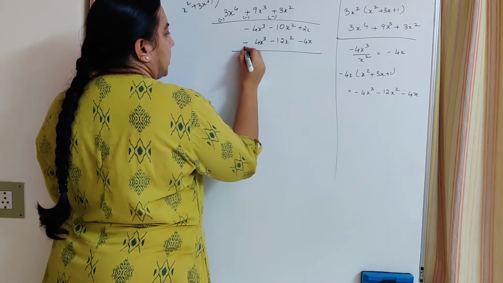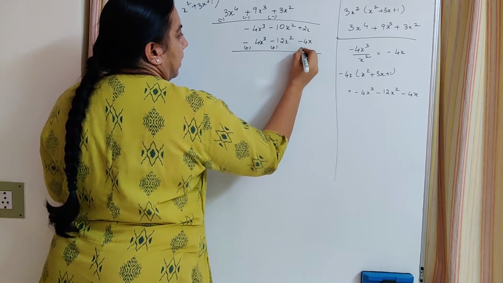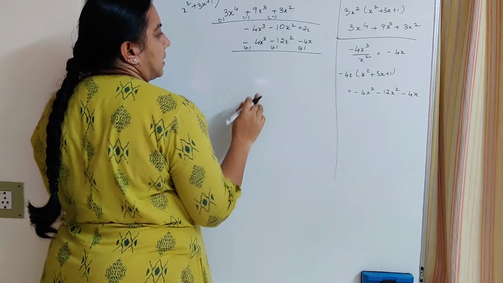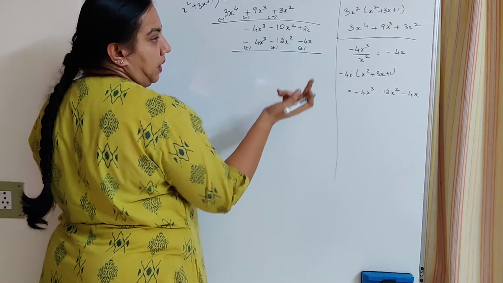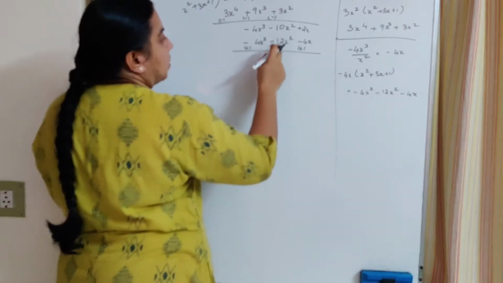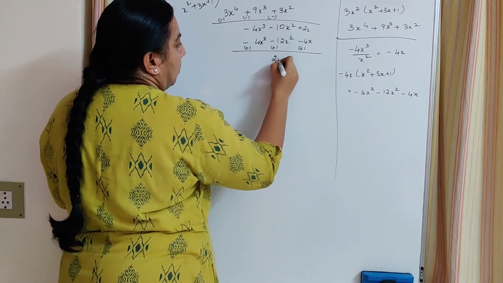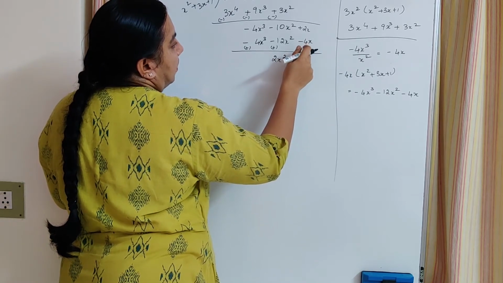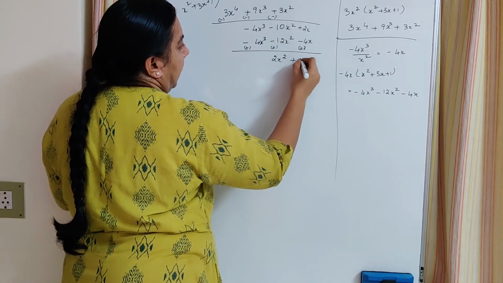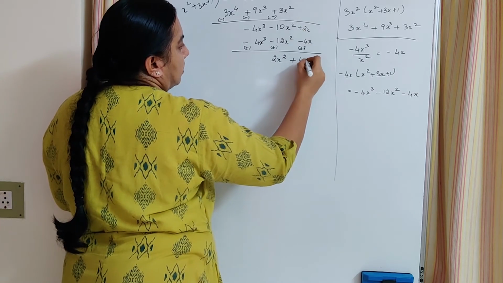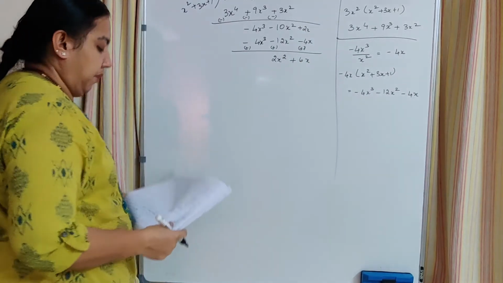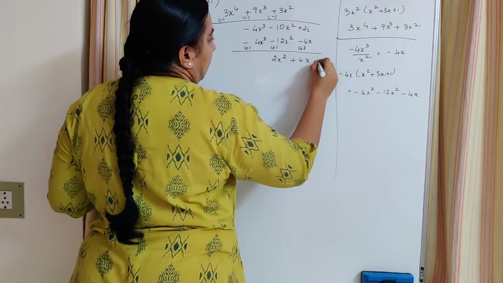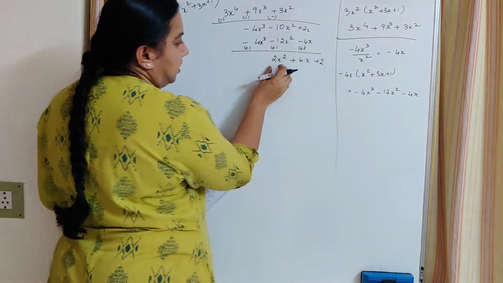I subtract, so I am changing the symbol. This term gets cancelled. Plus is the bigger number, the positive number is the bigger number. So 12 minus 10, 2x square. And this one again, both are positive numbers, so I add it up. 4 plus 2, 6x. Okay. And bring the next number down, plus 2. Now take this term alone.